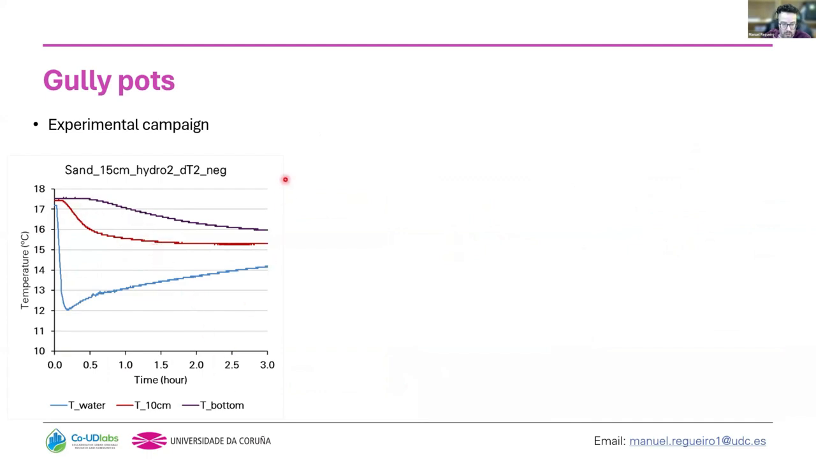In this case, we have more sensors distributed vertically in the gully pot, and one is representing the temperature at the bottom. So it's very, very attenuated. At one, the temperature 10 centimeters below from the bottom, that is also quite attenuated.